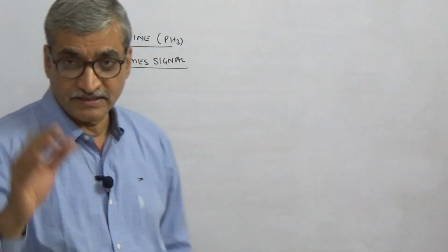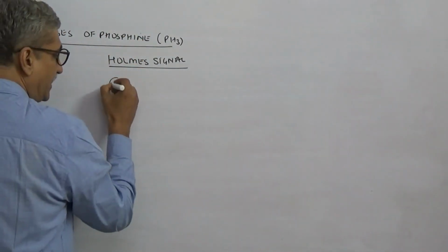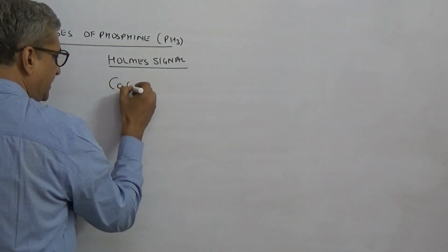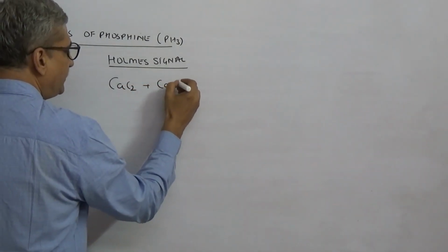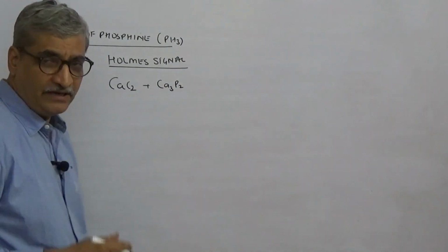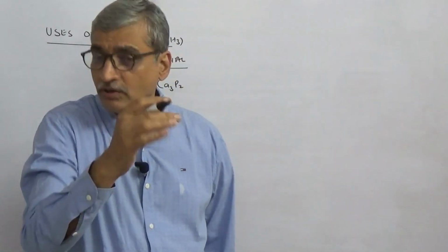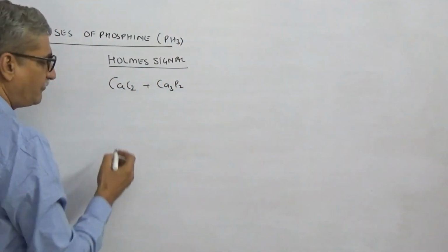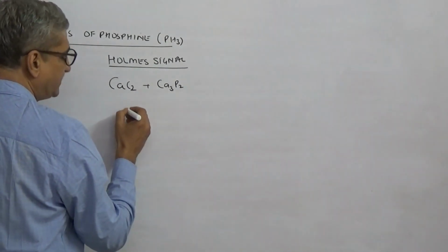What they used to do is, when there was a low tide, they would take a boat and go up to the rock. There is already a hole drilled in it. In that hole, they would put a mixture of calcium carbide, CaC2, and calcium phosphide, Ca3P2. Because of high tide, water would come into the hole and wet this mixture of calcium phosphide and calcium carbide.